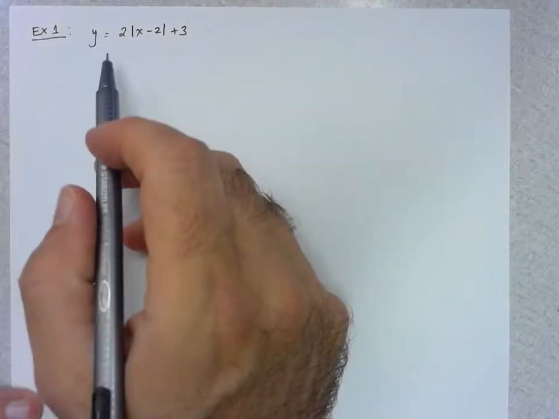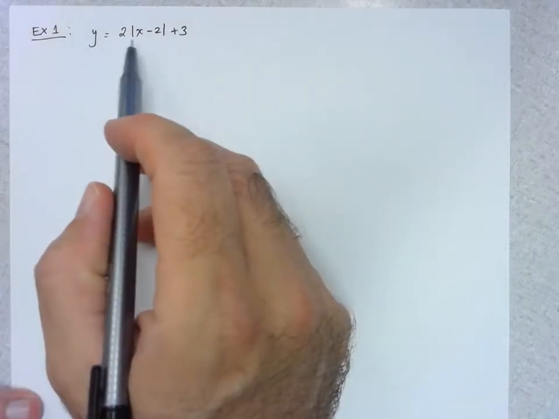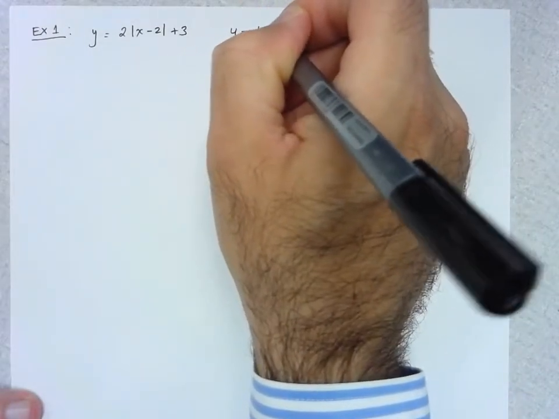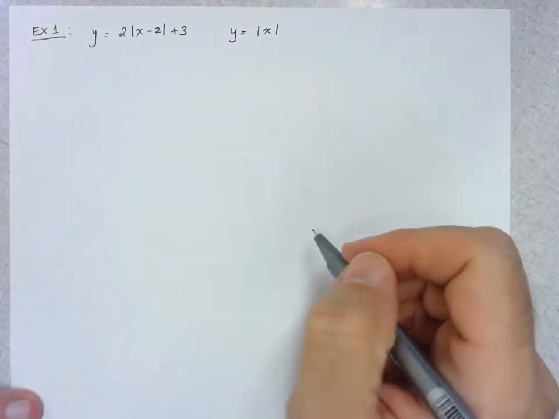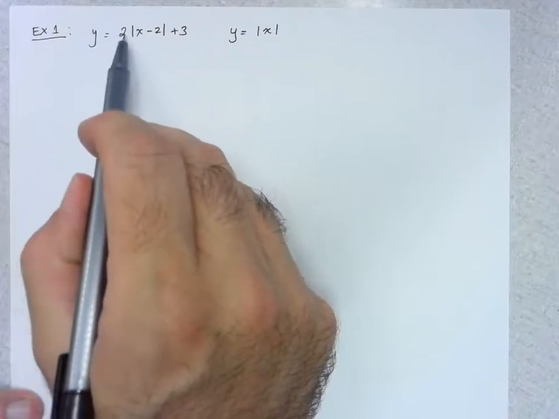Hi folks, we're going to take a look at the first example at the end of the investigation. So here we want to sketch this function, which if we look, we see is just a transformation of the function y equals absolute value of x. Okay, so we take a look and we realize that this is that a value.